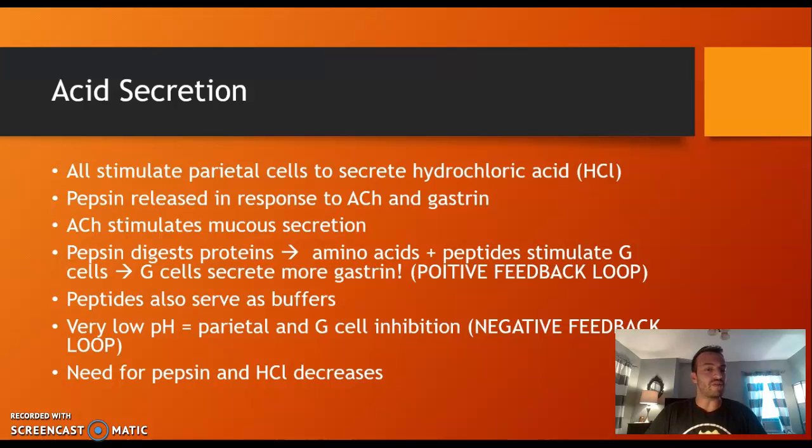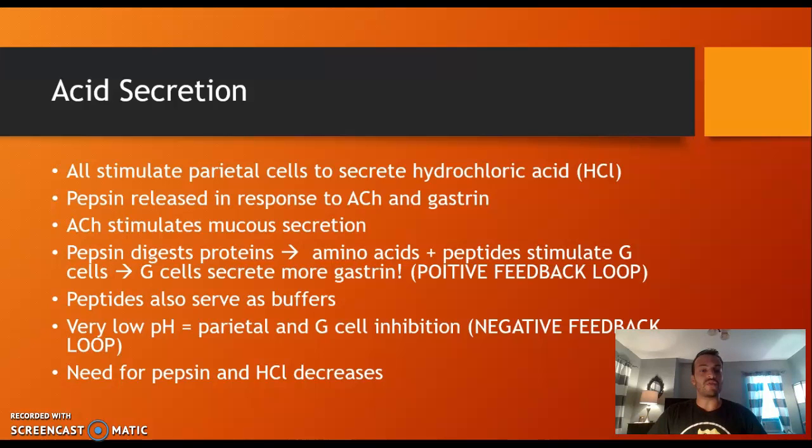Pepsin is also released, mostly in response to acetylcholine and gastrin. Acetylcholine stimulates mucus secretion as well. Going back to pepsin, it is an enzyme that digests proteins, turning them into amino acids and peptides, which then stimulate G cells. These G cells secrete more gastrin, resulting in a positive feedback loop. Why is that important? It speeds up our digestion and keeps it going and going. This is a positive feedback loop that our body needs and keeps going whenever we're eating food.